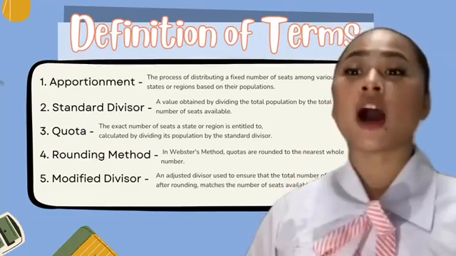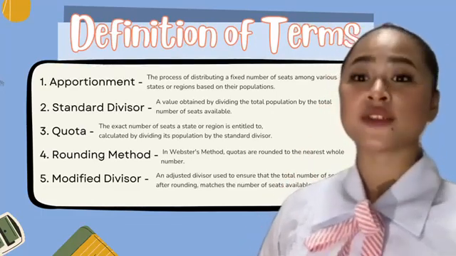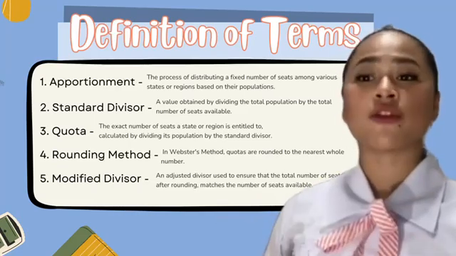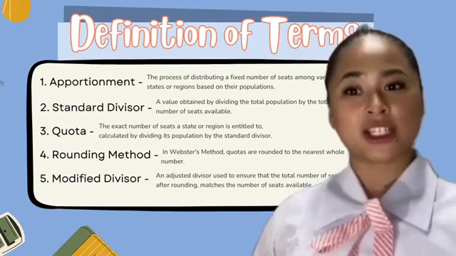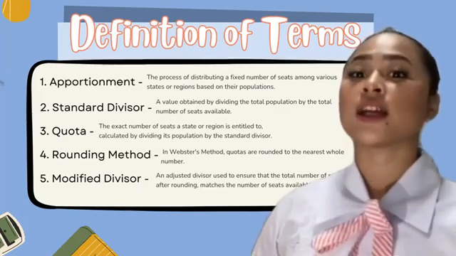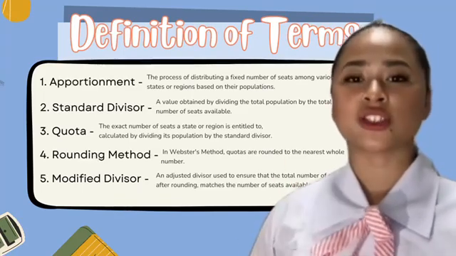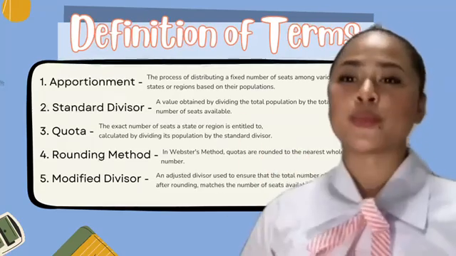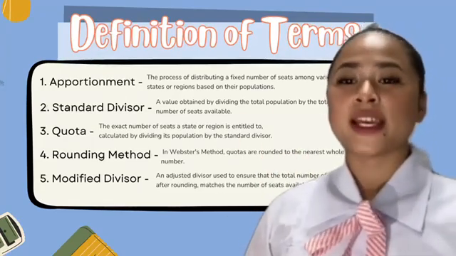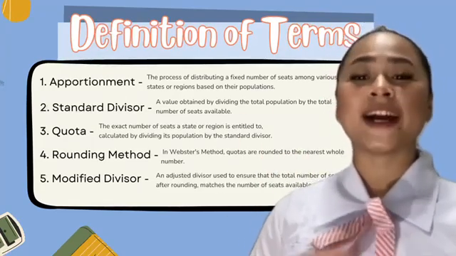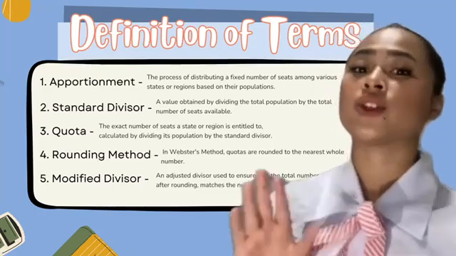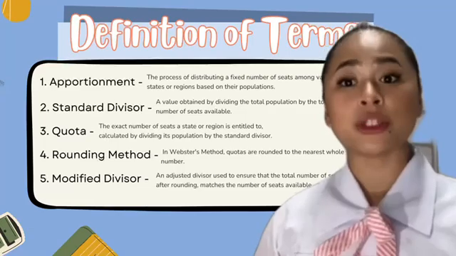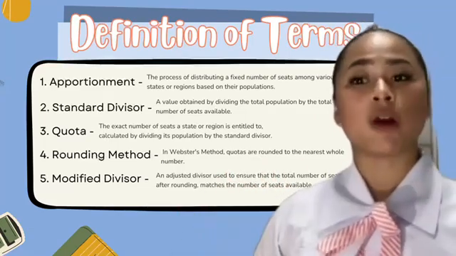Number 1. Apportionment. It is the process of distributing a fixed number of seats among various states or regions based on their populations. This ensures that representation is proportional to the population size of each area. Number 2. Standard divisor. It is a value obtained by dividing the total population by the total number of seats available. So it represents the number of people each seat should ideally represent.